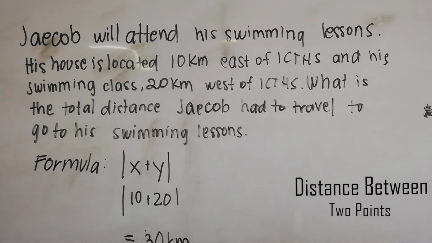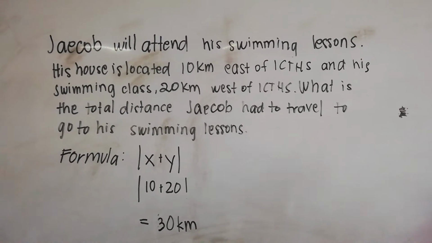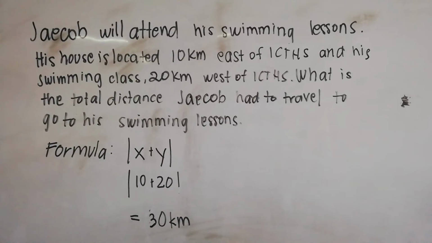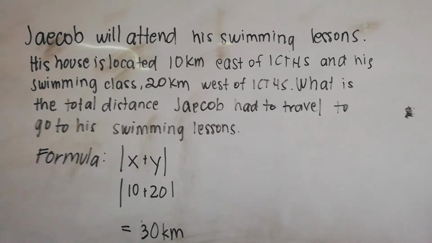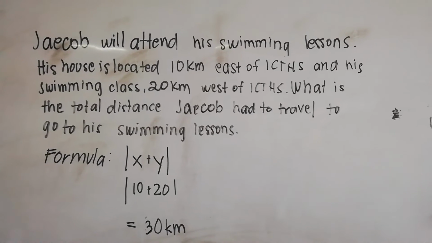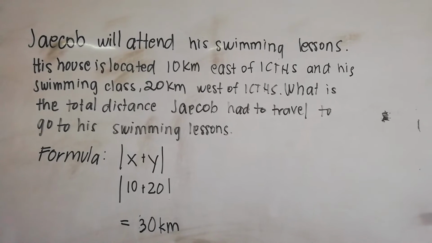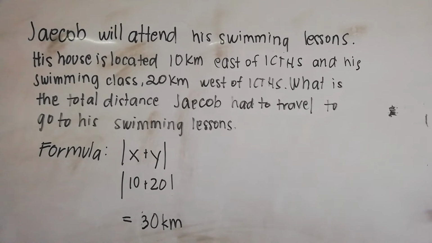An example of how to calculate the distance between 2 points. Jacob will attend his swimming lessons. His house is located 10 kilometers east of ICTHS, and his swimming class 20 kilometers west of ICTHS. What is the total distance Jacob had to travel to go to his swimming lessons?